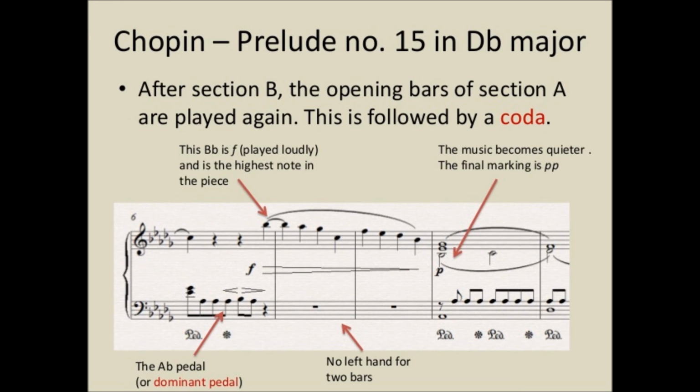The music comes to an unexpected halt, where suddenly the raindrop, the pedal note, disappears. The highest note in the piece, incidentally, is the start of the coda, that high B flat, unaccompanied, monophonic in the right hand, during that two-bar break where the rain seems to have ceased momentarily.